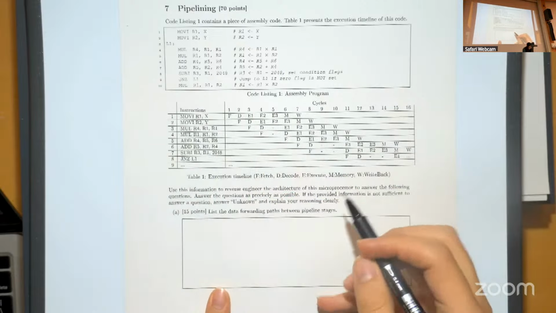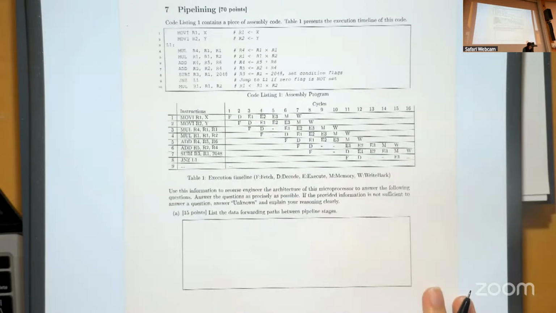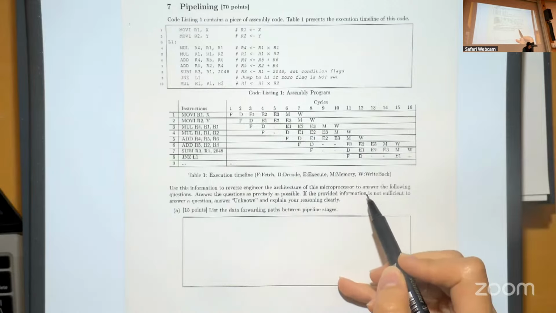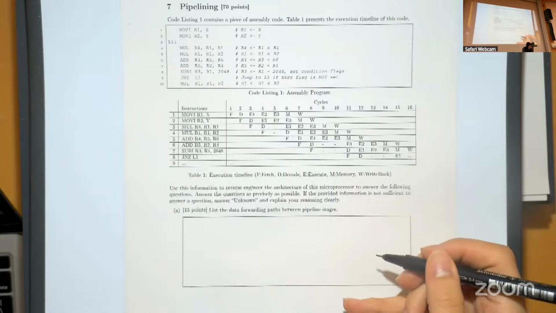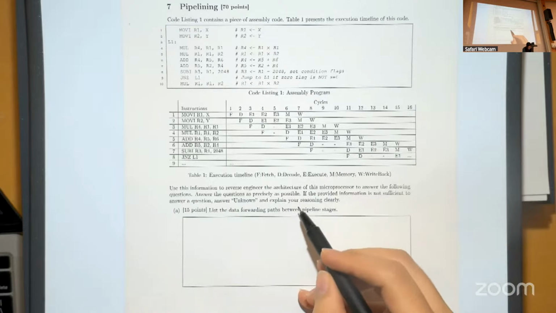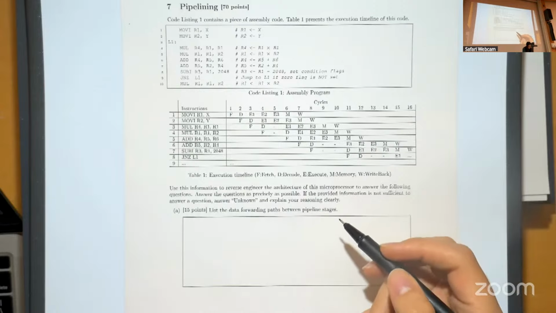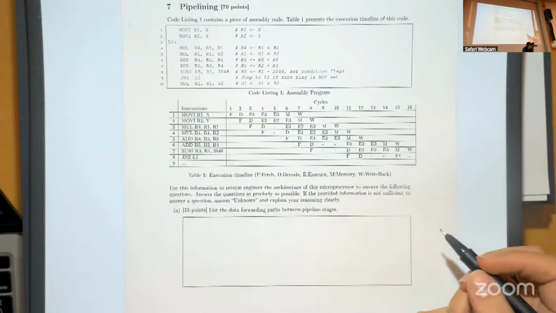So the question says, use this information to reverse engineer the architecture of this microprocessor to answer the following questions, and answer the questions as precisely as possible. If the provided information is not sufficient to answer a question, you can answer unknown and explain your reason clearly.